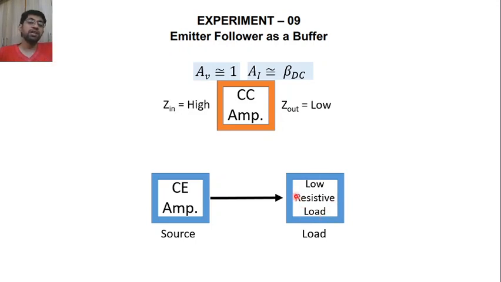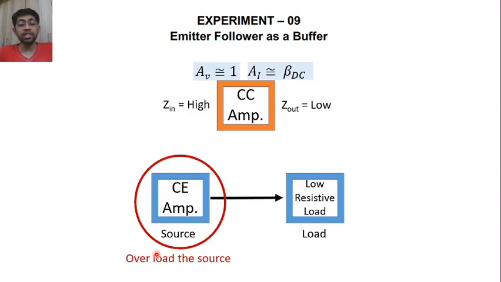So what happens, since the resistive load has a low value, obviously it will draw more current from the common emitter amplifier circuit. Yes, because the CE amplifier is a source, so the load will require more current from the source, and this situation is called the loading effect. It will overload the source because it needs more current. So this is called loading effect.